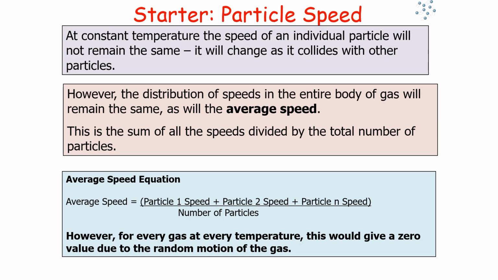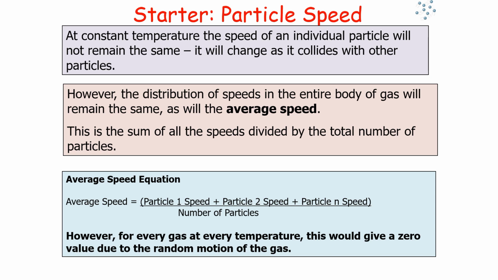So just to clarify, at a constant temperature, the speeds of individual particles will not remain the same. They change as they collide with other particles and the container they are in. However, the distribution of speeds in the entire body of gas will remain the same, as will the average speed. Now, this is the sum of all the speeds divided by the total number of particles. Now, for a gas at every temperature, if you just did the average velocity, it would give you a zero value due to the random motion of the gas.